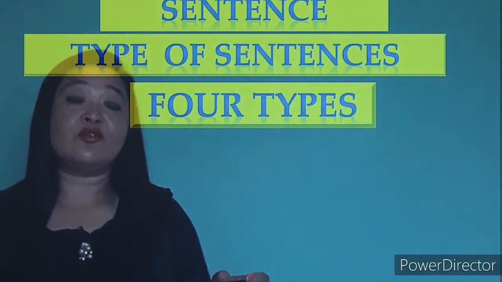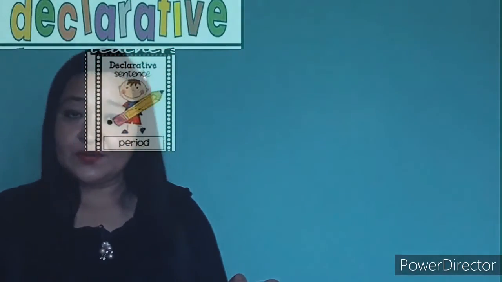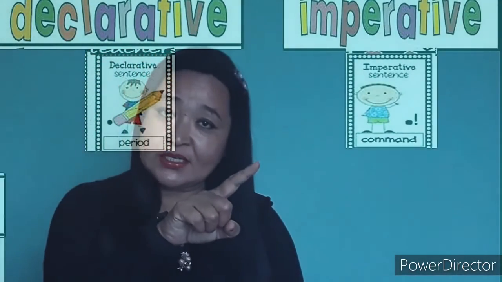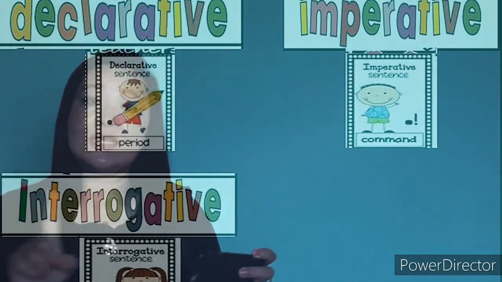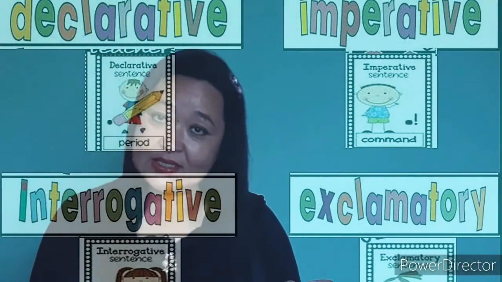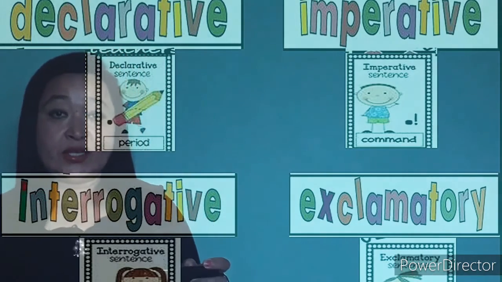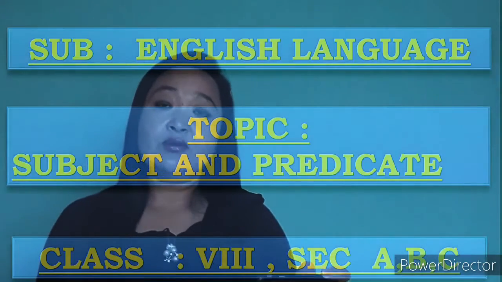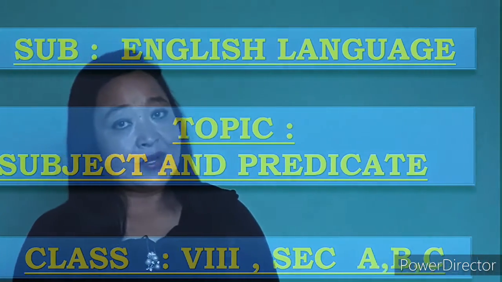In case many of you have not watched the first video, let me tell you that in the first video we talked about the sentence and the four types of sentences: the declarative sentence, the imperative sentence, the interrogative sentence, and the exclamatory sentence. If you haven't watched, please do it so that it will help you to understand this lesson better. So today we will study about what? The subject and the predicate.